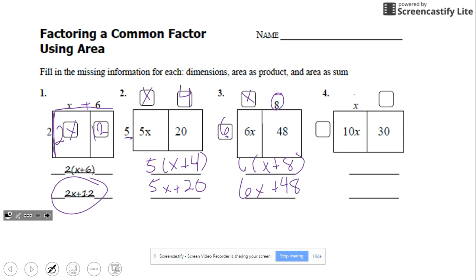And the last one, we obviously know there's going to be an x there, but we have to look at 10 and 30 and figure out what is going to be the biggest factor that they share. Well, 10. So 10x divided by 10 is just x, and then 30 divided by 10 is just 3. So our first one, we have 10 times the quantity x plus 3, and then now 10x plus 30.